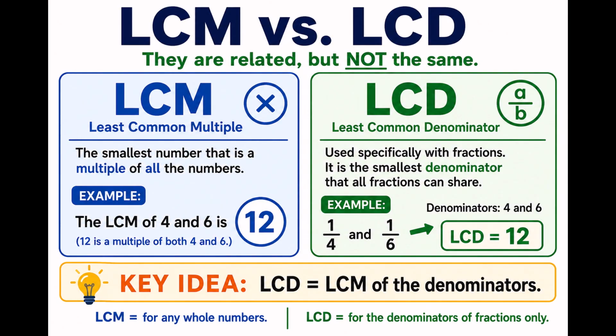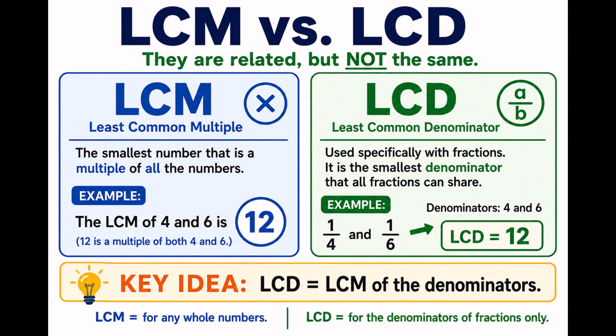LCM versus LCD. They are related, but not the same. For the sake of this slide, I'm probably going to say something twice. So LCM means least common multiple. LCD means least common denominator. LCM, least common multiple, the smallest number that is a multiple of all the numbers. The least common multiple of 4 and the number 6 is 12. 12 is a multiple of both 4 and 6.